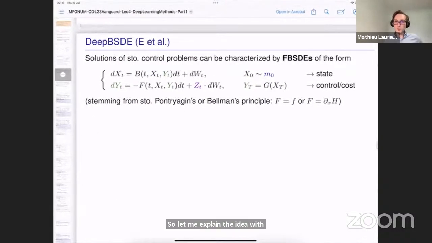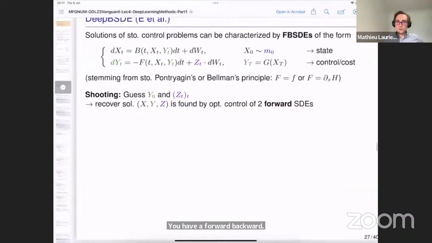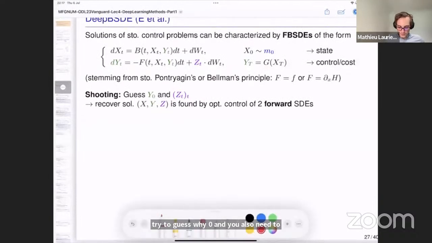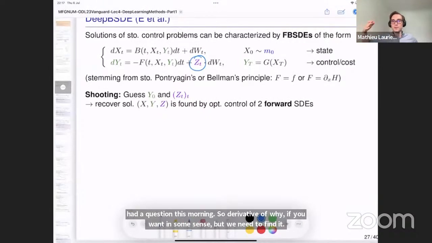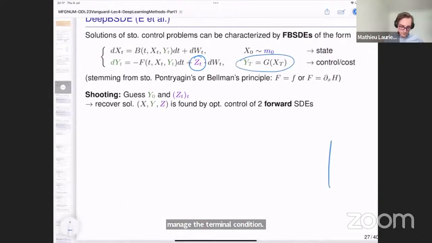You have forward-backward SDEs, and what you do is you try to guess Y_0, and you also need to guess Z. So there is another unknown here, which is Z. I had a question this morning. Z is basically the derivative of Y, if you want, in some sense, but we need to find it. Otherwise, I cannot simulate Y forward in time if I don't know Z, right? So I need to know Z at every time. So I guess Y_0, I guess Z at every time, and I see if I match the terminal condition. And if not, it means I have to correct my guess.